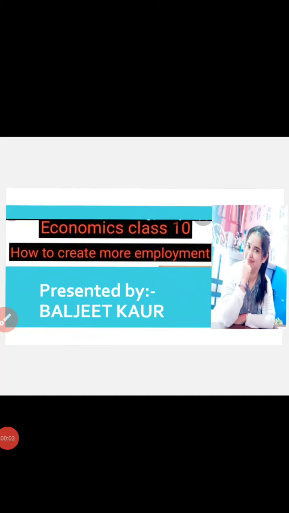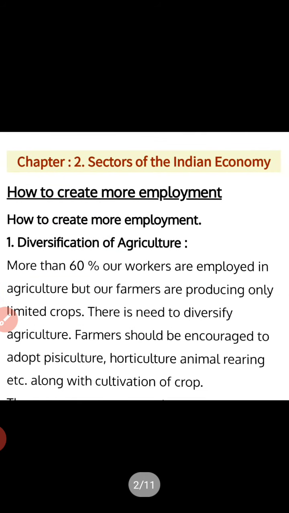Hello everyone, let's discuss how to create more employment. We have already discussed underemployment in agriculture. Now we are going to discuss in what ways one can increase employment for the people. From the chapter Sectors of the Indian Economy, we will see the crux of how more employment can be created.